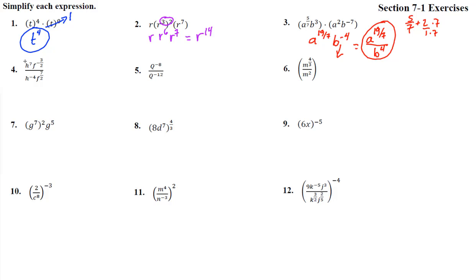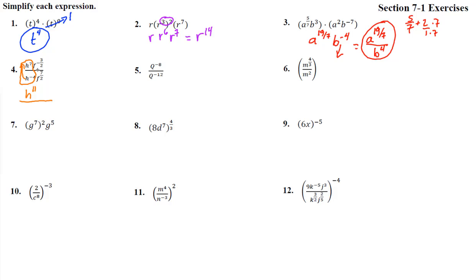Here we have division, which means we're going to be subtracting. Now notice you could either do h to the 7 minus a -4 gives you h to the 11th, or you could take this and flip that up to the top and have h to the 4th and h to the 7th. Either way, you get h to the 11th on the top.